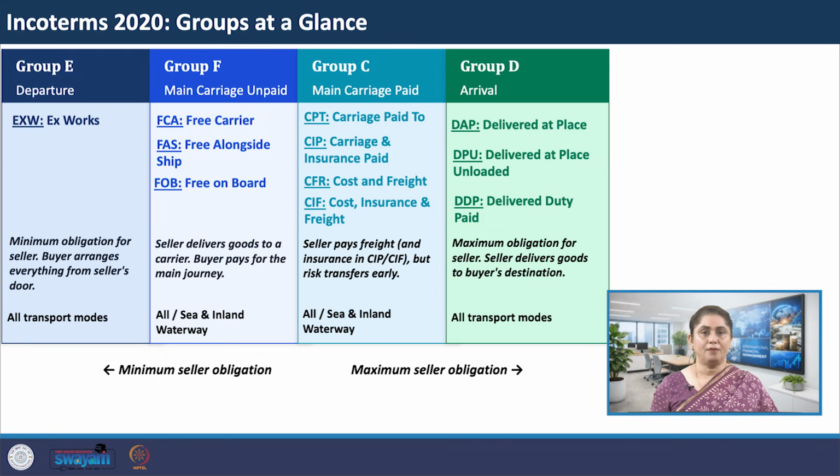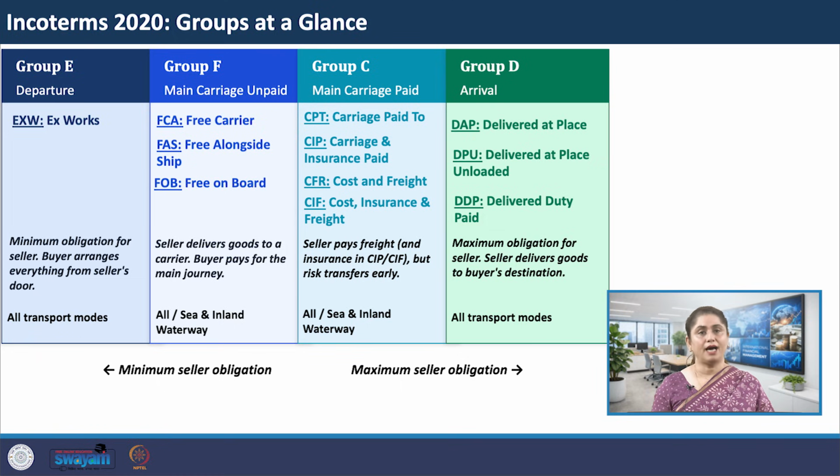Group C, main carriage paid. 4 terms: CPT, CIP, CFR and CIF. Here the seller pays for the main international freight, and in CIP and CIF also provides insurance. CPT and CIP apply to all modes while CFR and CIF are sea only.